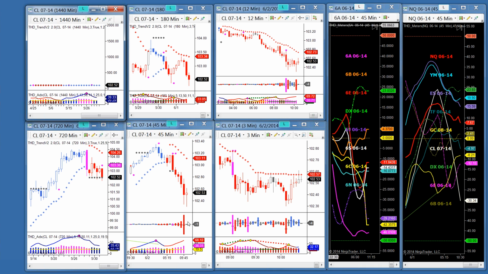Okay, so we're looking to go short, right? You're almost at 70 on the 12 minute. If that magenta peak comes in, what's going to happen on the 3 minute? You're going to get stopped out.